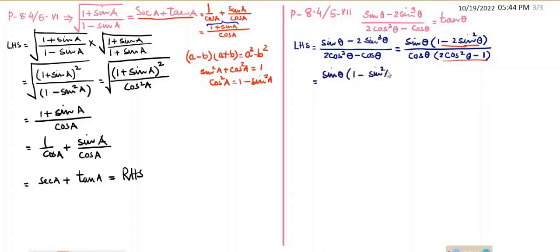So we can write 2 sin square theta as sin square theta plus sin square theta minus 1. Similarly, we can write 2 cos square theta as cos square theta plus cos square theta minus 1.